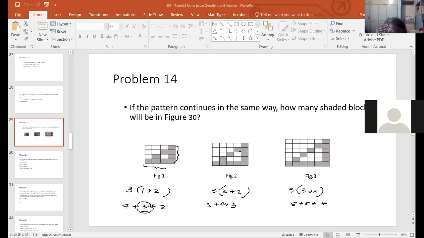So in figure 1, I've got 3 in the middle. Figure 2, I've got 4 in the middle. Figure 3, I've got 5 in the middle. For figure 30, I've got 32 in the middle. So the answer is 3 times 32, which is 96. You're adding 3 consecutive numbers with 32 in the middle.